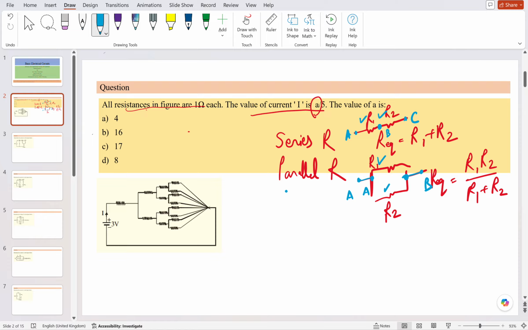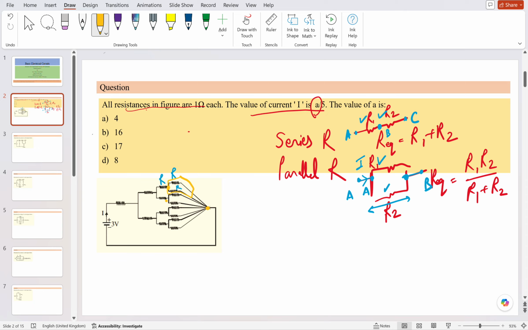In series, you already know the current will be equal across both resistors, and the potential will be the sum of the potential drops across R1 and R2. But in parallel, the voltage will be the same, and the current will be divided based upon the resistances. So here, this is also R, this is also R, this is also R. When you figure out this topology, the one I am highlighting, there is one node common here, and one node common here.